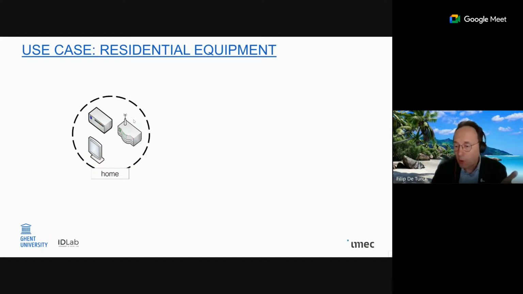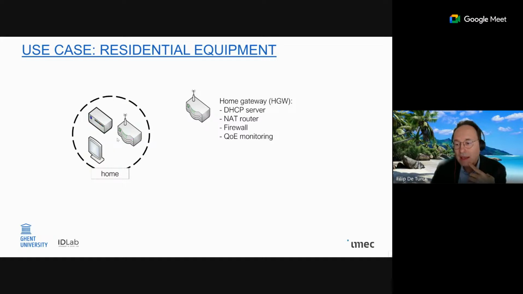So if we consider a home environment, then there are multiple devices in your home, and typically there is a home gateway. And on the home gateway, we have different functionality. There is a DHCP server, a NAT router, a firewall, also quality of experience monitoring software. For instance, if we have TV streams or video streams that we display on screens inside your home, then we also monitor the quality of experience inside the home gateway.